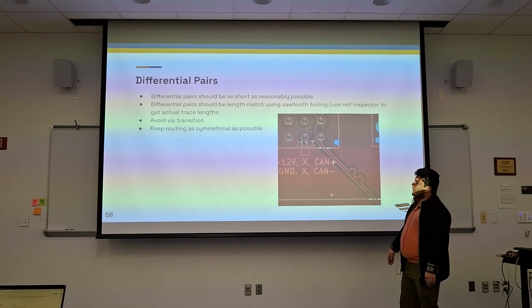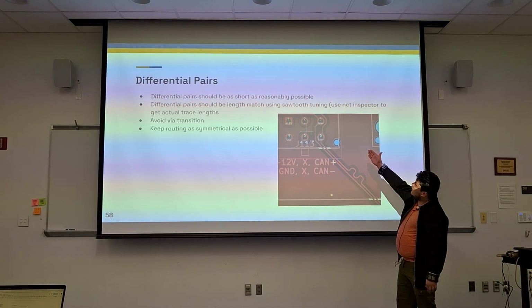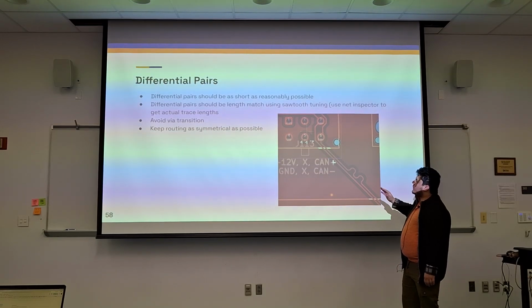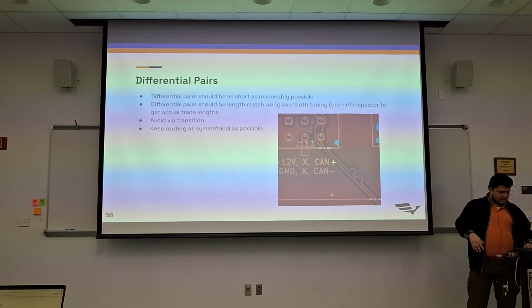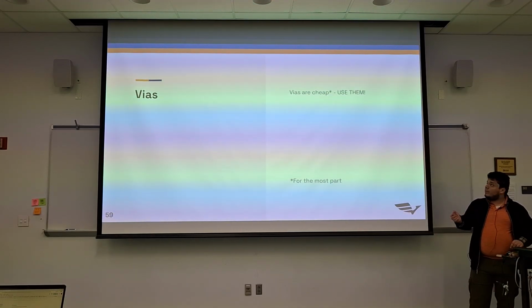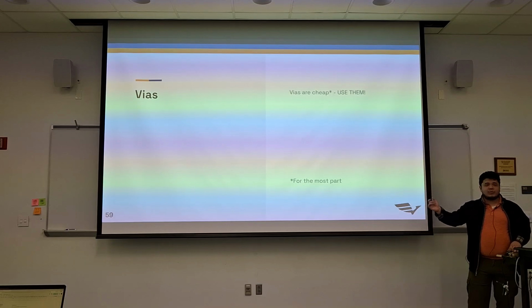And also avoid via transitions. Obviously, in this case, we're going into a connector. There's nothing really we can do about that. But avoid the via transition as much as possible. Try to be as symmetrical as we can with diff pairs. So usually these are going to be our CAN signals. So vias are cheap. Use them for the most part.